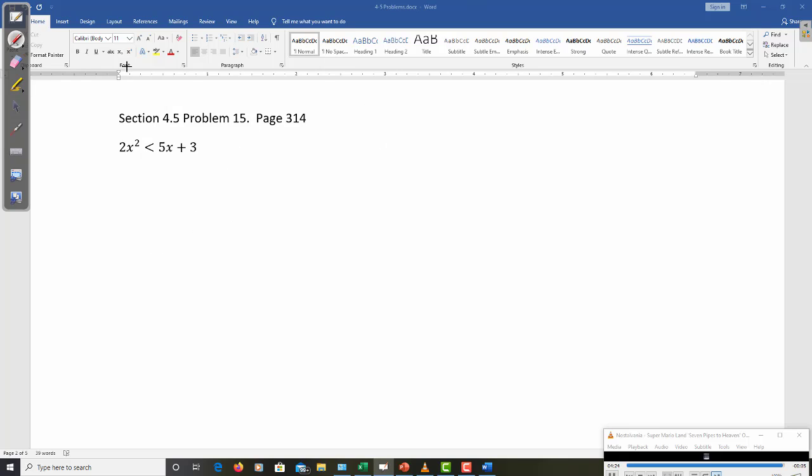Let's do this one. Got 2x squared, bring everything over, minus 5x minus 3, less than 0. See if we can factor it. 2 times negative 3 is negative 6. The only other factoring pair of 6 is 1 and 6. Those do have a difference of 5 though, so negative 6 and plus 1.